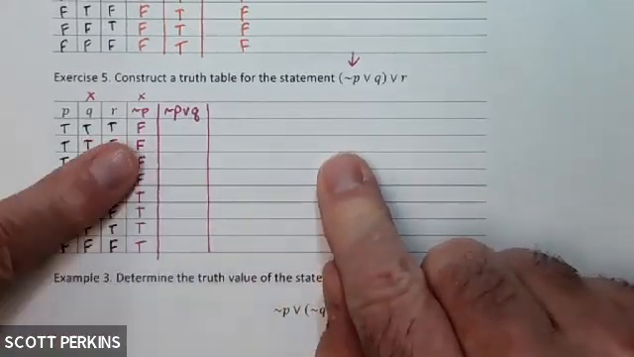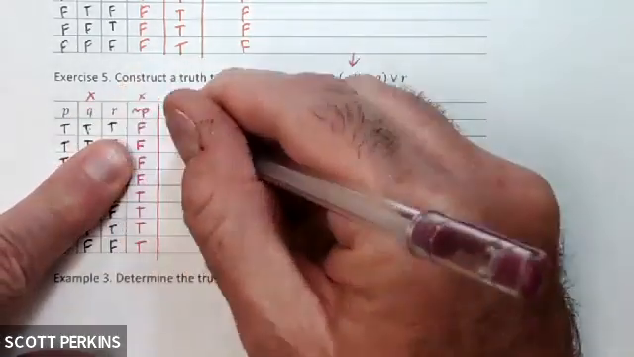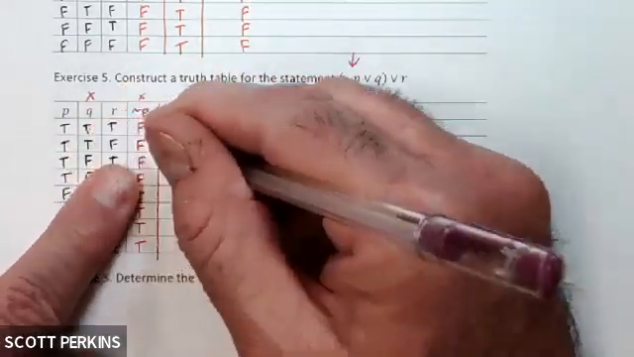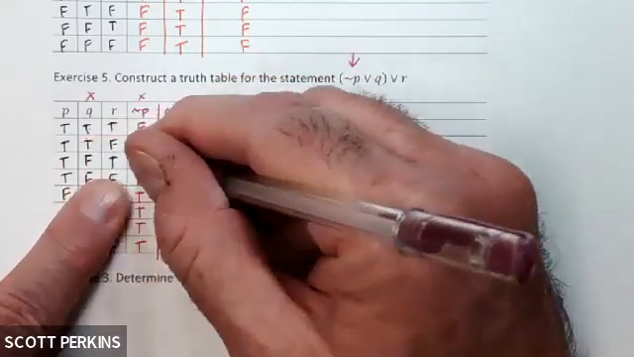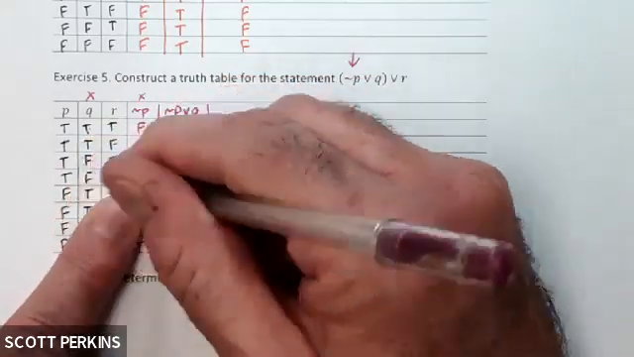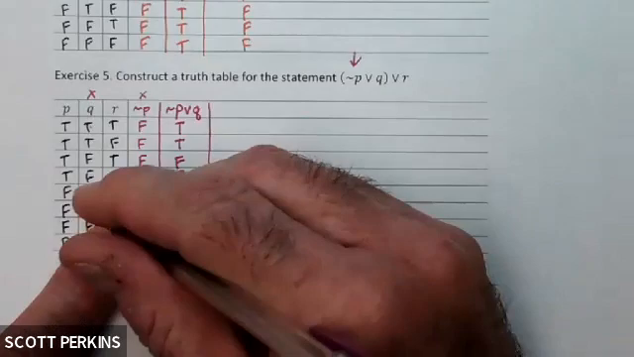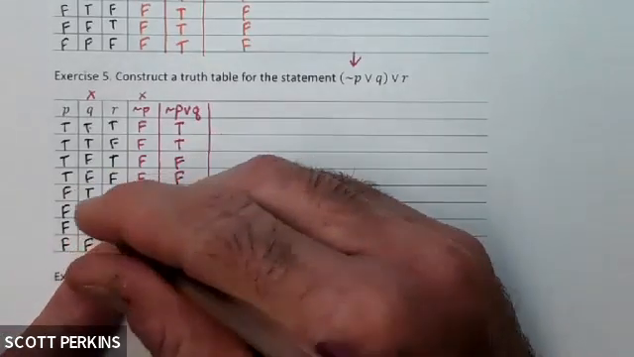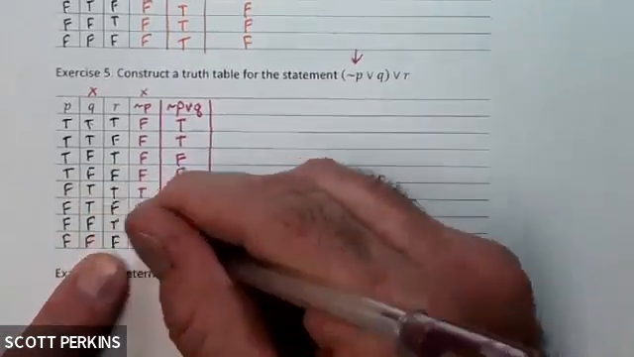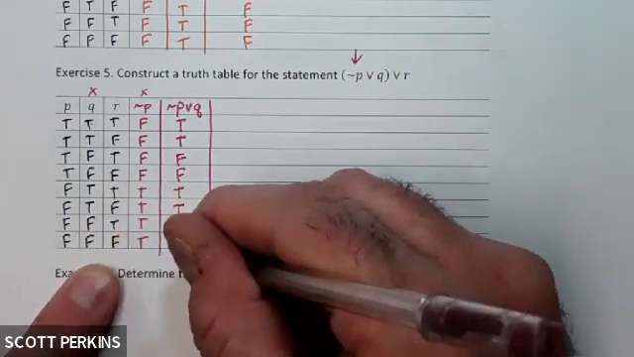So here we go. I've got true or false, that's true. True or false, that's true. False or false, that's false. False or false, false. True or true, true. True or true, again, true. False or true, true. False or true, true. Perfection.